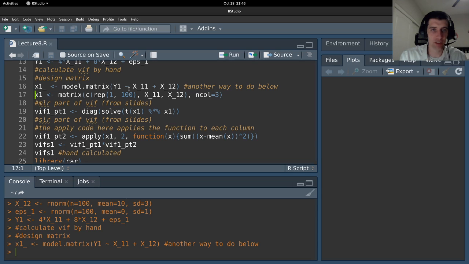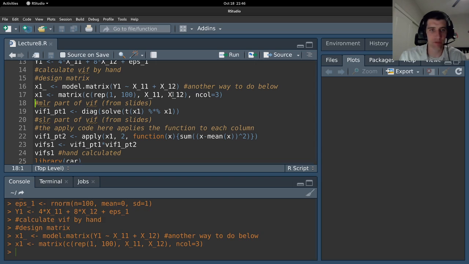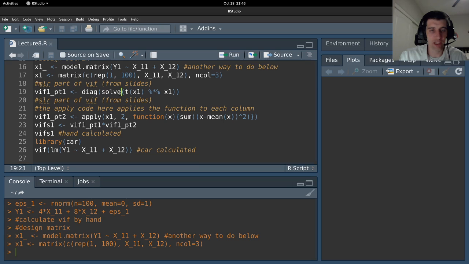The design matrix. I can either use model.matrix, a helper function that will generate a design matrix for me. Alternatively, I can do it as we've done before, where I combine the ones column, the first predictor and the second predictor. So this is my design matrix. Then, to compute the VIF, I'm going to compute X transpose X inverse.